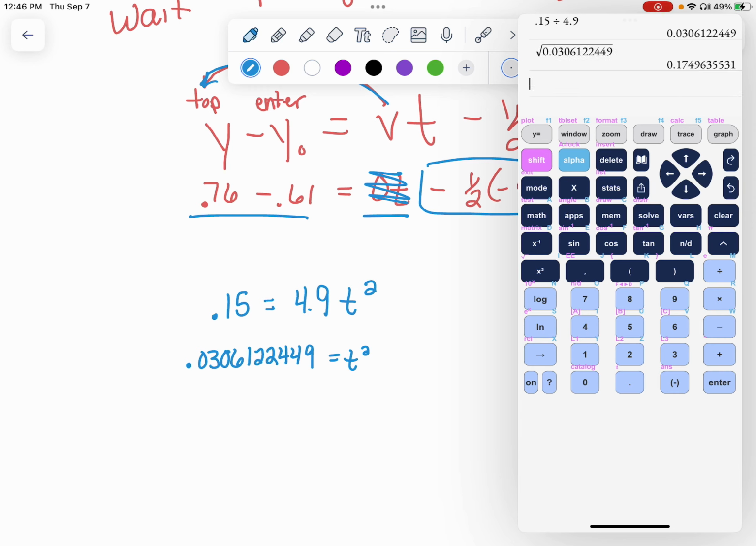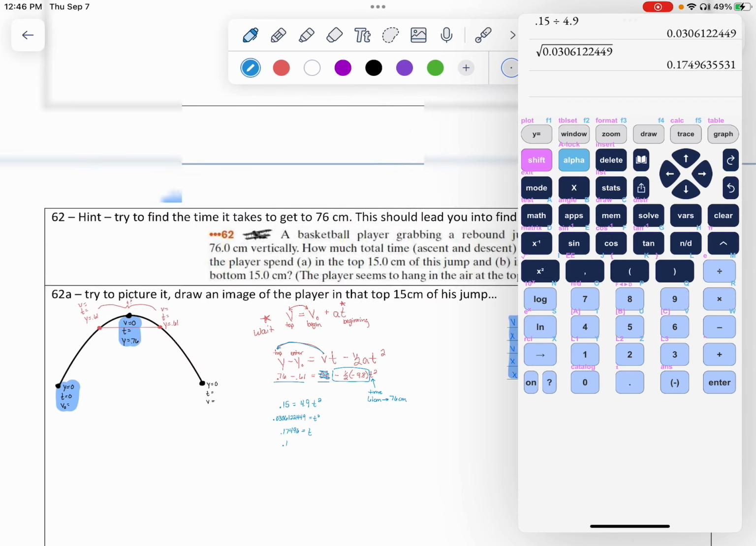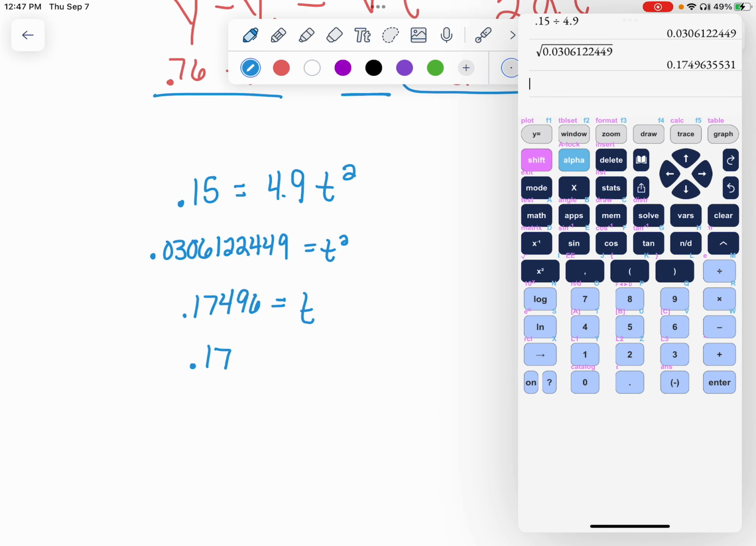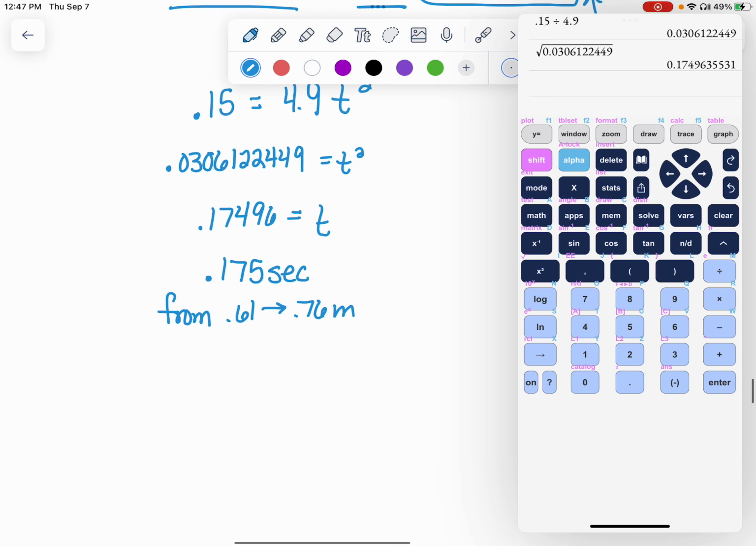And I get a time of 0.17496. So if I'm looking for two significance, or three significance even, because I think this problem talked about three significance, I'll go ahead and do 0.175 seconds. So what is 0.175 seconds? That is from 0.61 to 0.76 meters. So since it has to go back down, I need to double that.